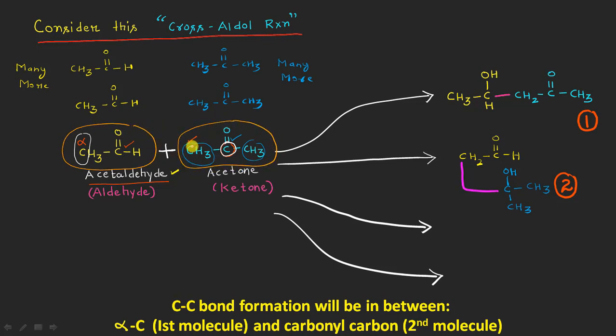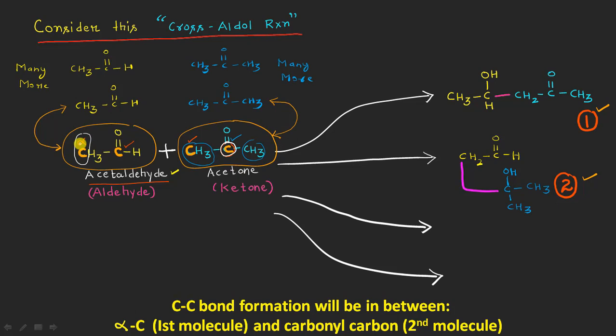In one case, the alpha carbon atom of the acetone is reacting with the carbonyl carbon of the acetaldehyde, giving this first product here. In the second possibility, the alpha carbon atom of the acetaldehyde is reacting with the carbonyl carbon of the acetone, giving the second cross-aldol product, right? But because other molecules of acetaldehyde and acetone are also there in this reaction, the acetaldehyde molecule can also react with itself. In the same way, the molecule of acetone can also react with itself, giving two more products here, right?